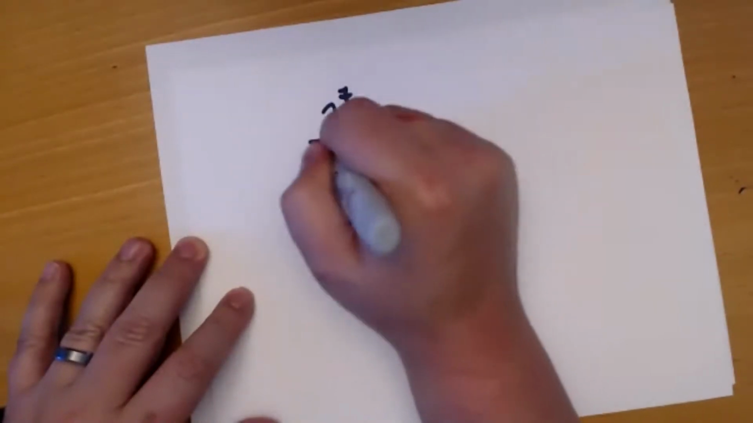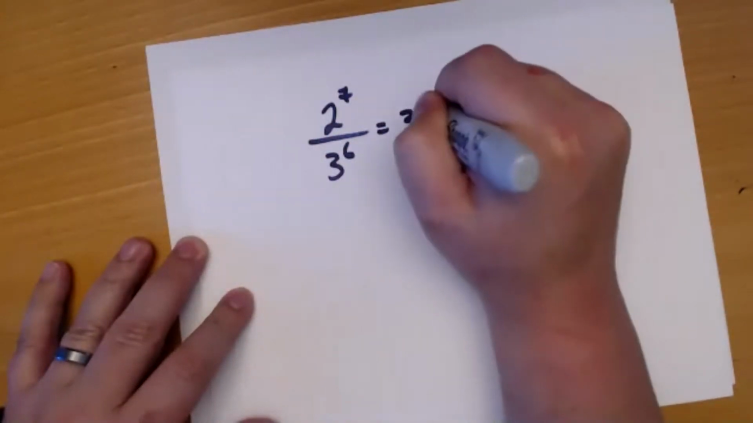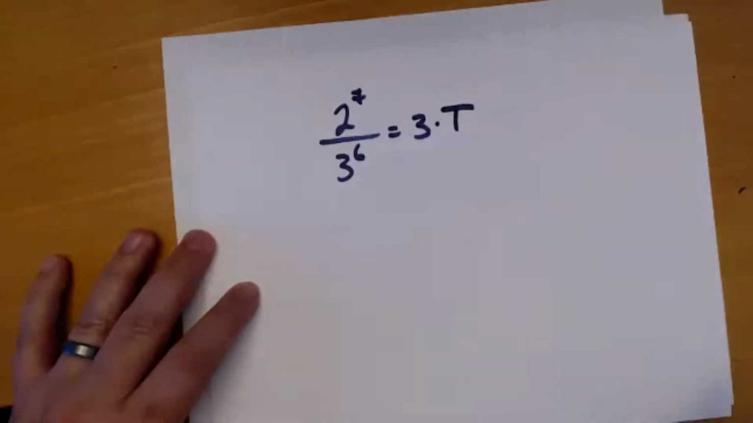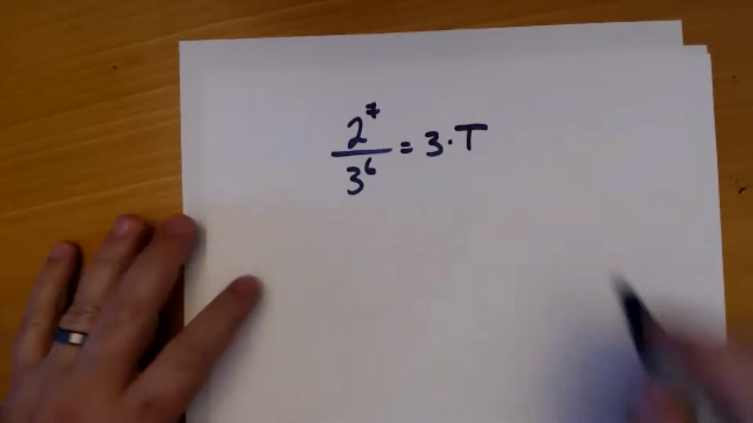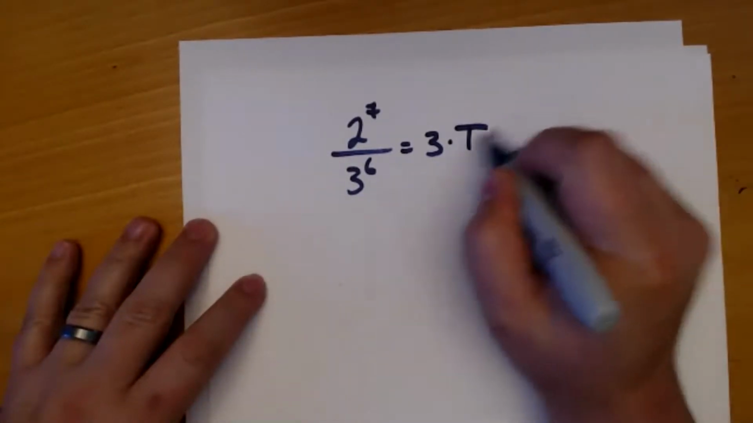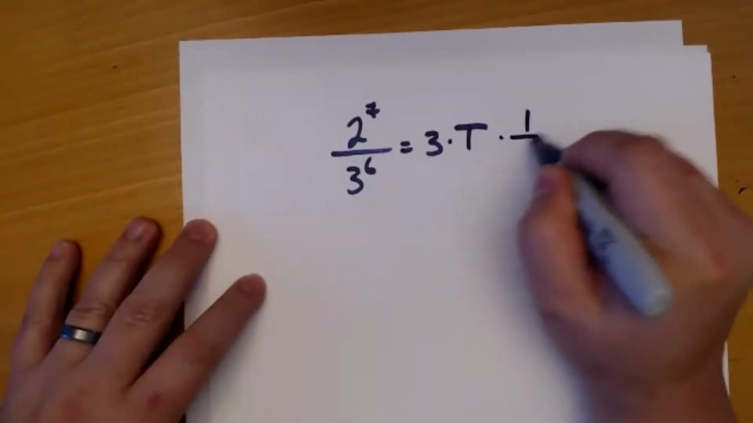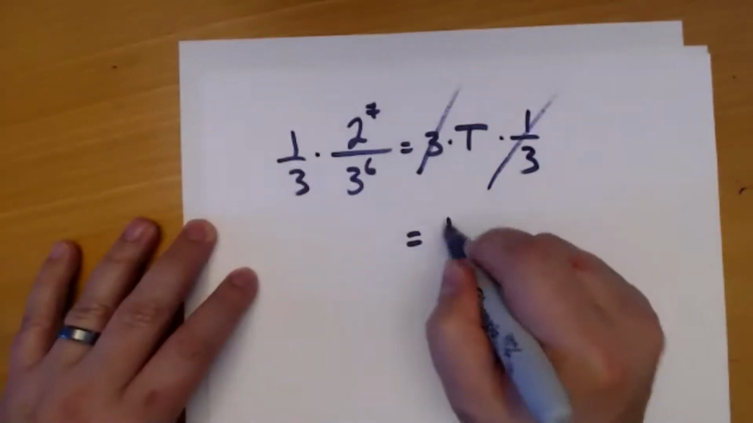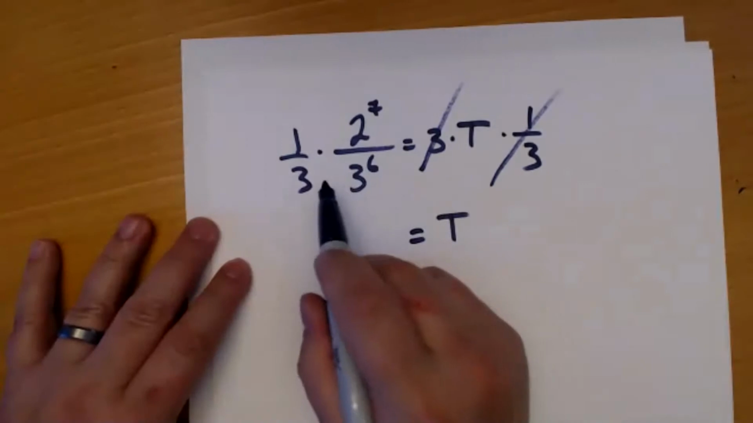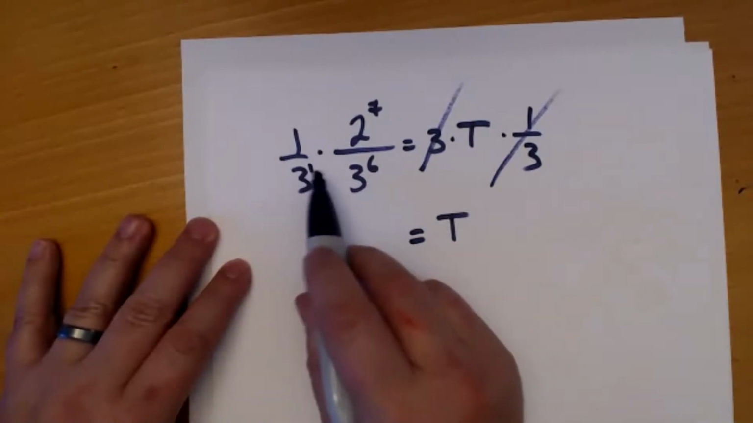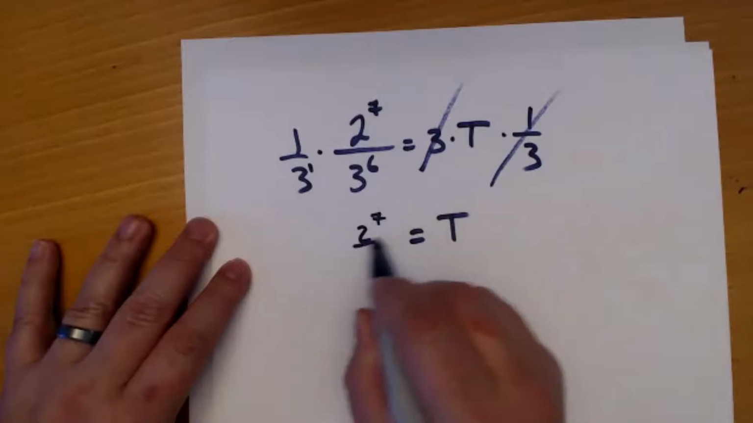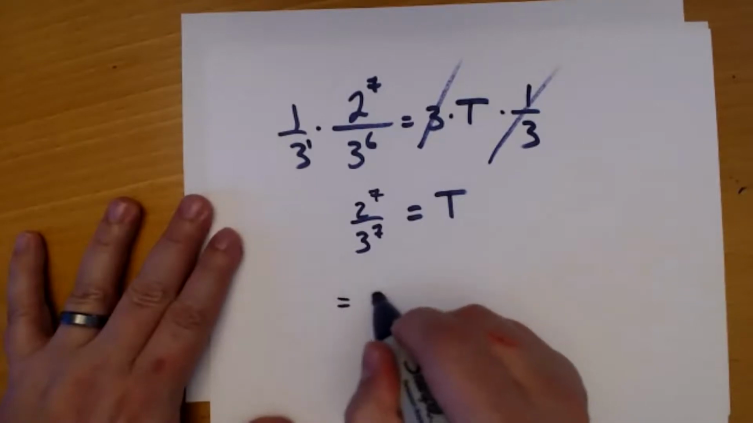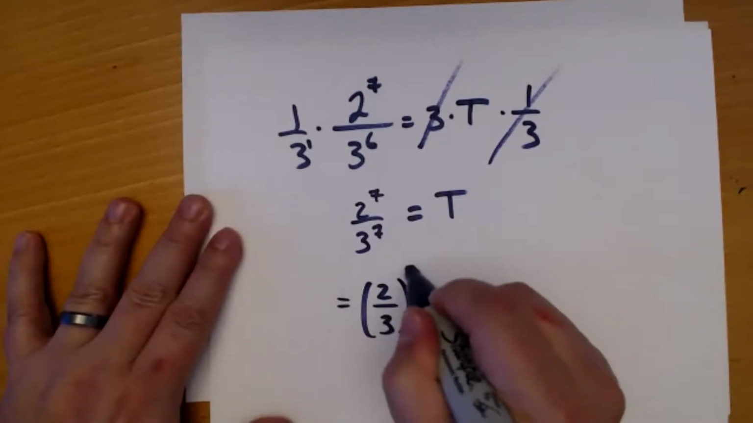2 to the 7th, 3 to the 6th, 3 times thing. I'm just going to call it thing. I don't really care about it, right? It's just a thing. Now I'm going to multiply both sides by 1/3, or basically divide both sides by 3. And now that goes away and I just have thing, okay? And now by the exponential rules, I add my exponents and I get 2 to the 7th over 3 to the 7th. And that is the same thing as saying 2 over 3 to the 7th.